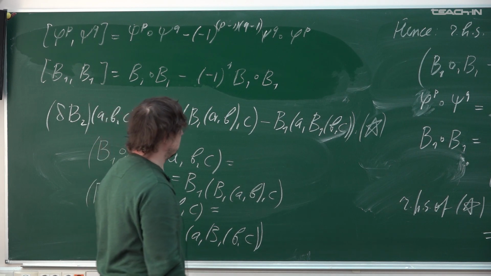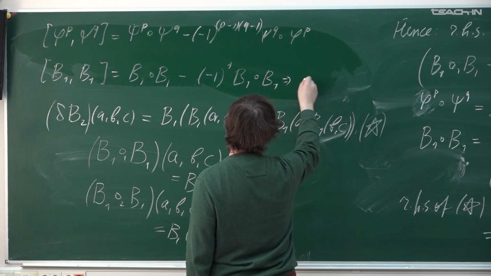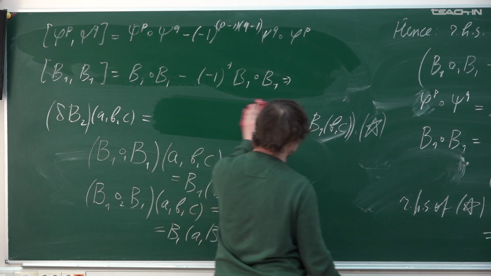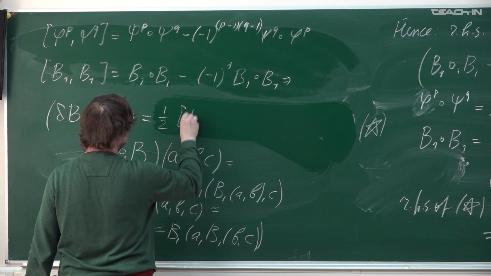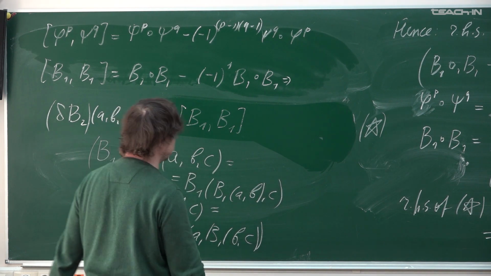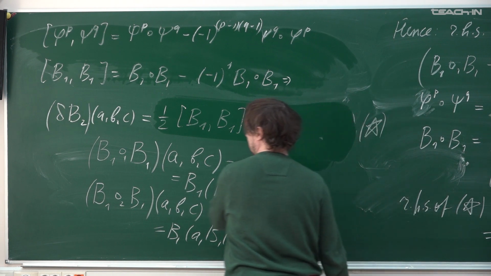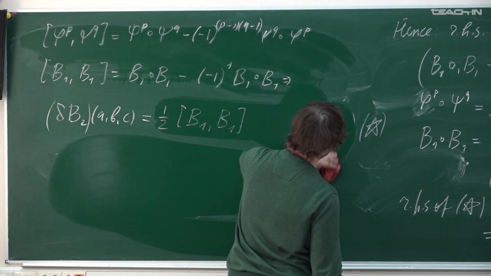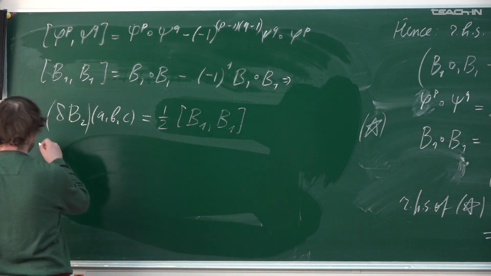The sign is plus. So it means that the right-hand side of this equation takes its final form. It is equal to 1/2 of the bracket of B1, B1. Nice. And we come up with the following statement.